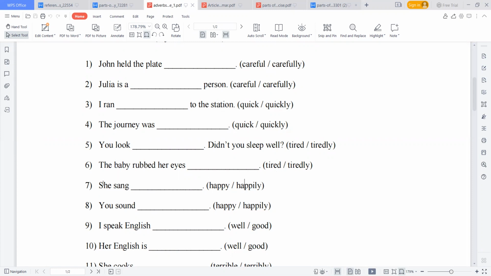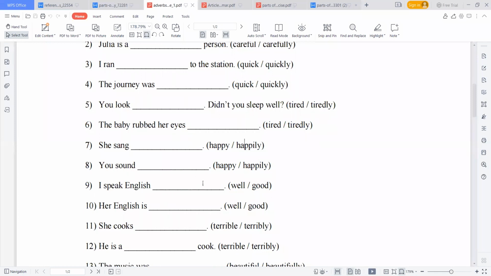Okay. Next, she sang dash. Now, happily. Why happily? Because we need a word that describes not she but sang. Adverb. Next, you sound dash. Happy. If you are sounding happy, that means you are happy, right? So you sound happy, not happily. Next, I speak English dash. Well. Now we are looking for the word that describes I or speak.